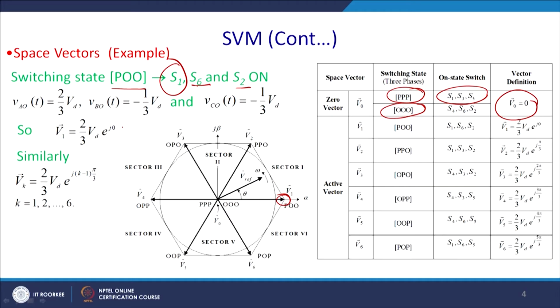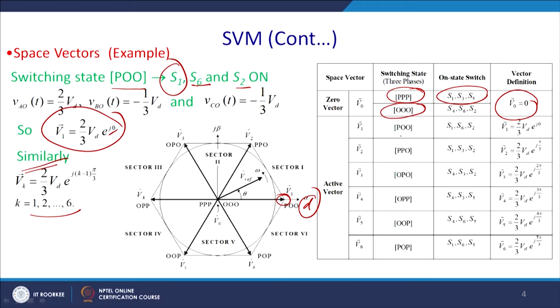And so, V1 essentially we can write that this axis you can also write as D axis if you rotate it. So, we can write V1 equal to 2/3 VDC into angle 0, you have aligned alpha with this reference. Similarly for any vector, if it is the second vector, k equal to 1 to 6, here it will be 2/3 VDC e to the power j(k minus 1) pi by 3, where k can take any value 1 to 6.